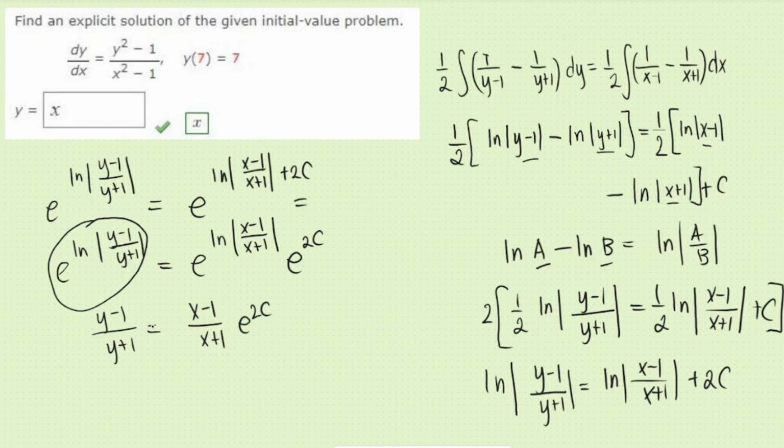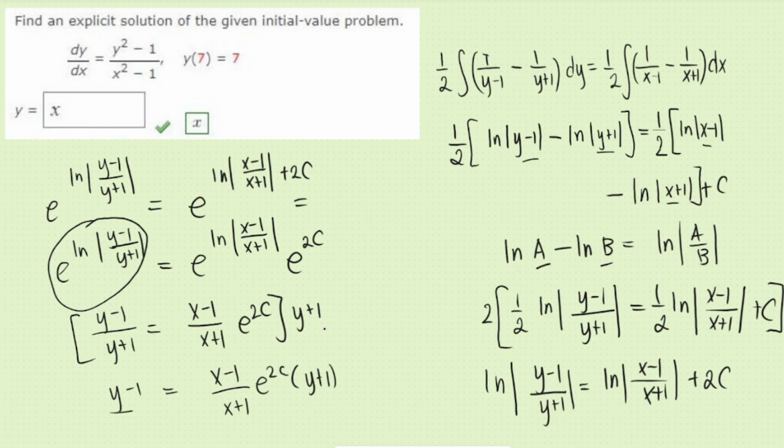Okay, so what we want to do next is we express y in terms of x before we plug in this initial condition. So we can actually do that by multiplying y plus 1 to both sides of the equation, and we would have y minus 1 on the left-hand side, and we have x minus 1 all over x plus 1 e to the 2c times y plus 1.